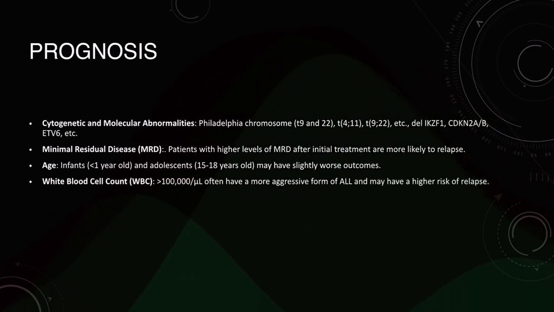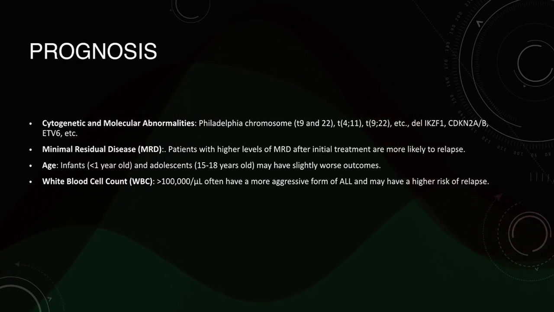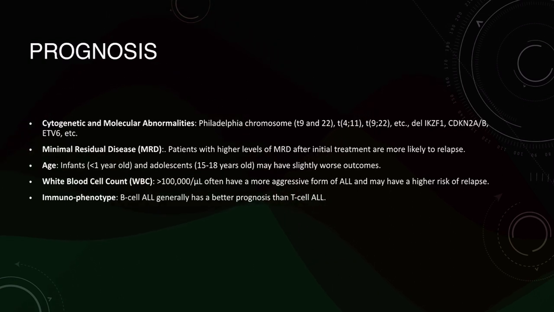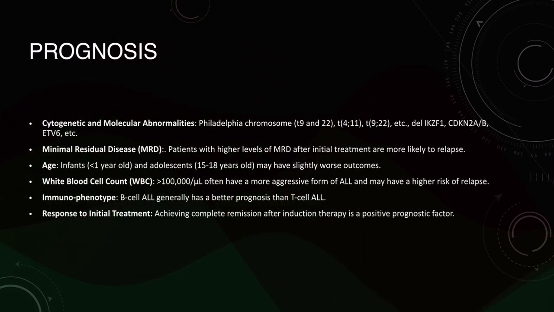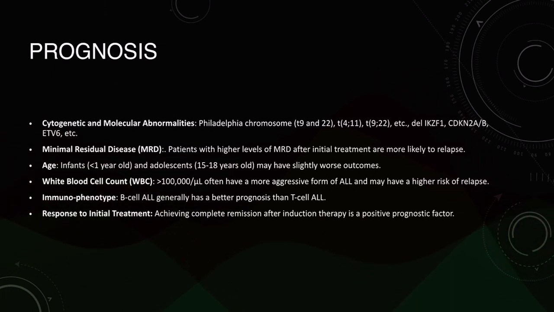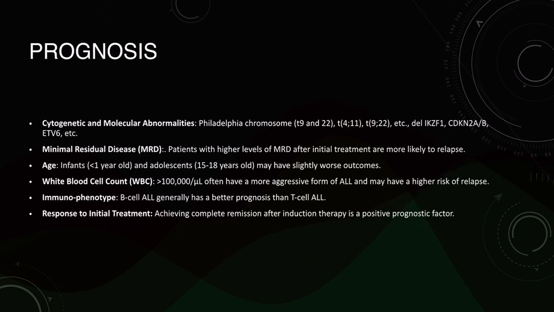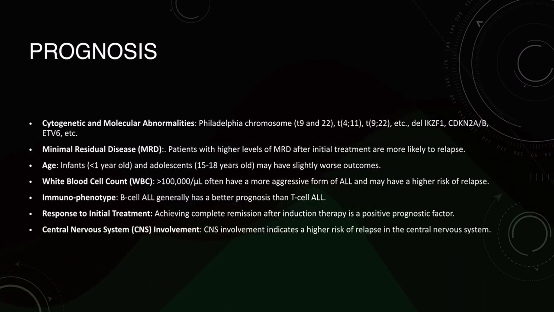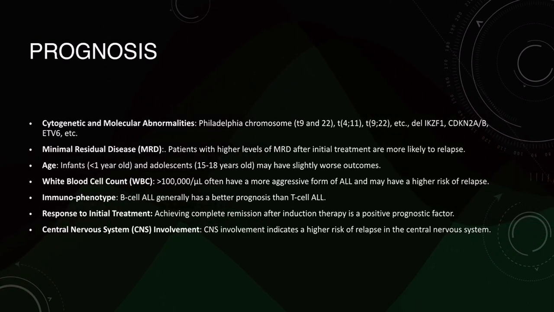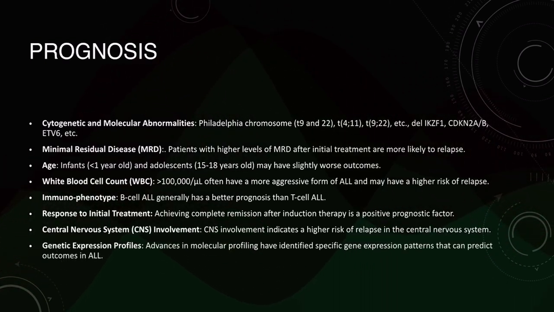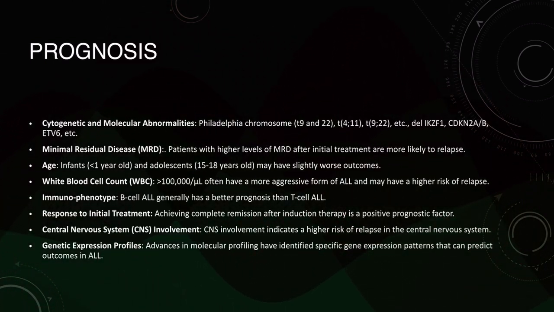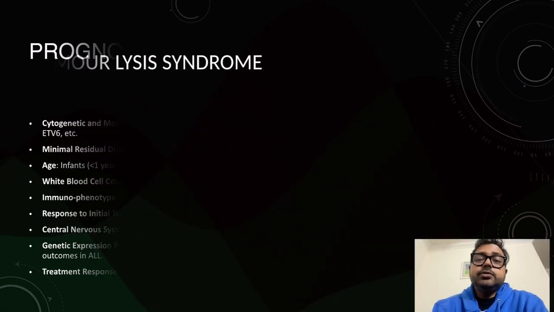If the initial white cell count is very high, more than 100,000, there is a high chance of relapse. B cell ALL is associated with better prognosis, whereas T cell ALL is associated with worse prognosis. Response to initial treatment is very important. Central nervous system or testicular involvement is associated with a high rate of relapse. Genetic expression profile can predict the outcome of ALL and treatment response.